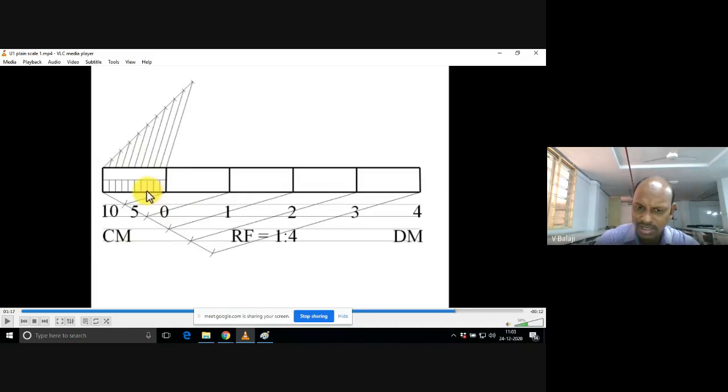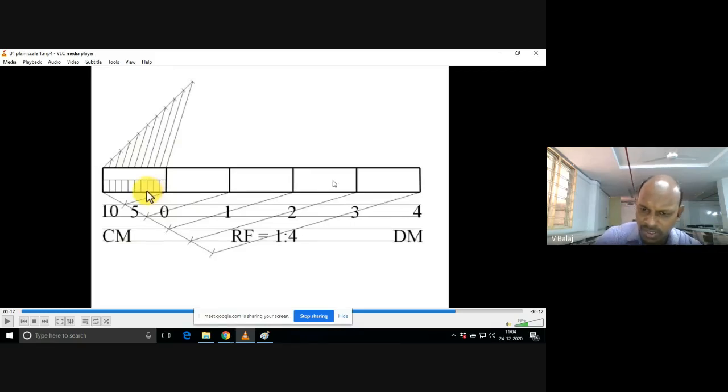Okay, can you mark on the scale 3 decimeters and 7 centimeters? Can you mark using the scale? Can you mark 3 centimeters and 7 decimeters if it is the question given in the problem? Okay, can you mark the length? Is my question clear?